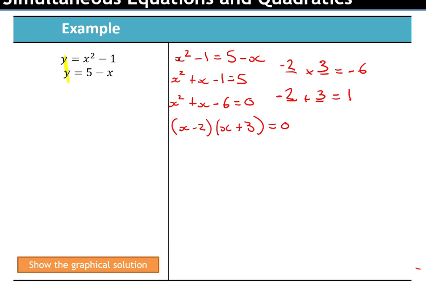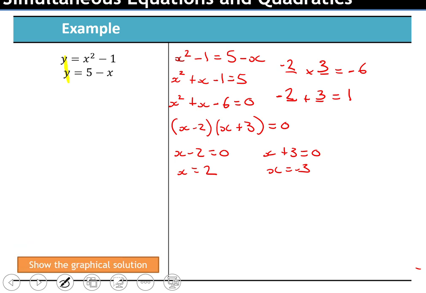is equal to 0. Now, we just need to work out what x needs to be for it to equal 0. So x minus 2 is equal to 0, and x plus 3 is equal to 0. That means x must be 2, and x must be -3. That's the first step. Now, the second, we just need to substitute both these answers into one of these equations, and the easiest one would be the linear.